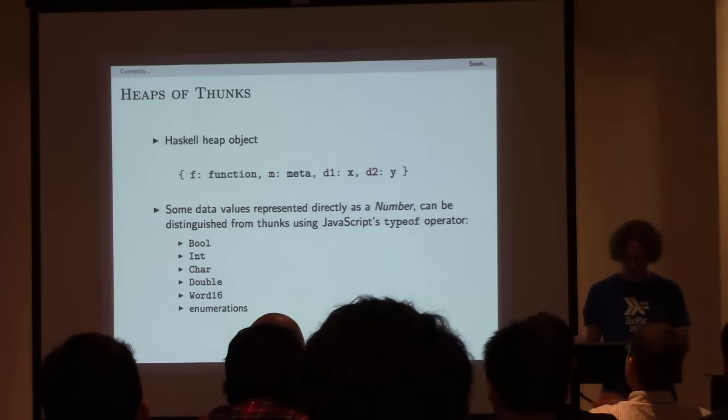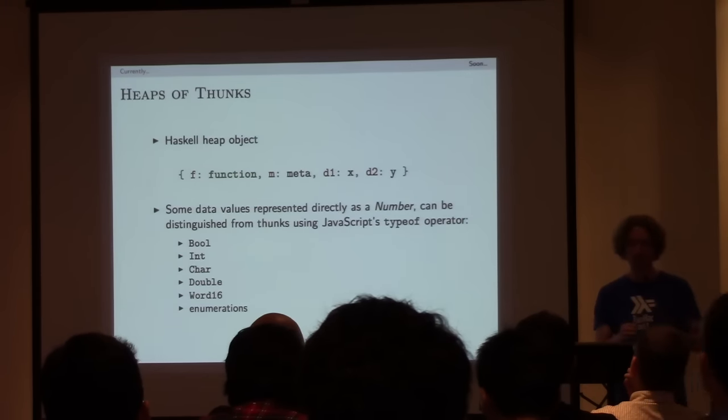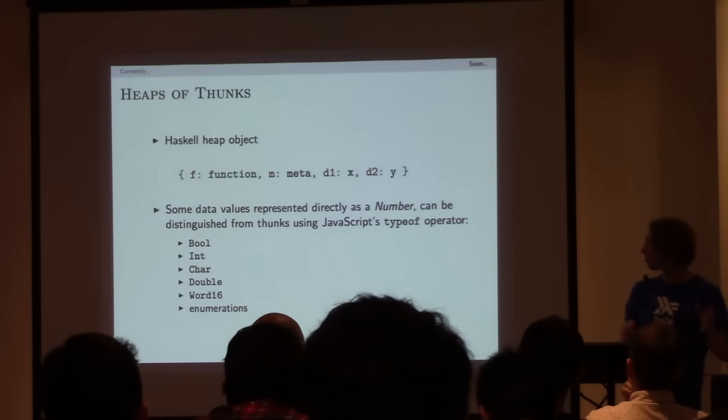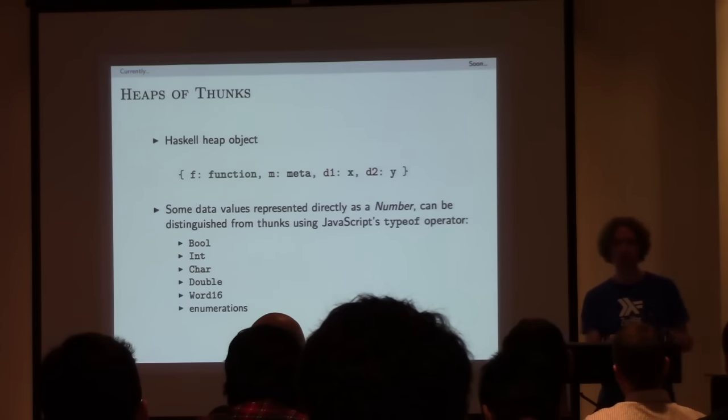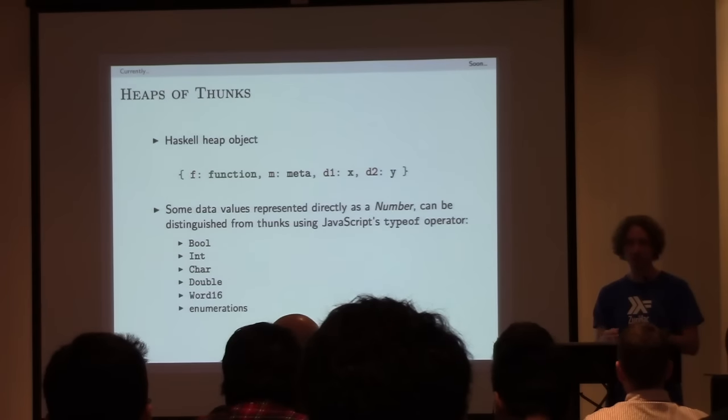Let's look into how Haskell is evaluated. Most Haskell things in GHCJS in the runtime look like a JavaScript object with a function, some metadata, and some data D1 and D2. The function is the main thing. If your object is a thunk, you call that function, and you pass it the object itself.